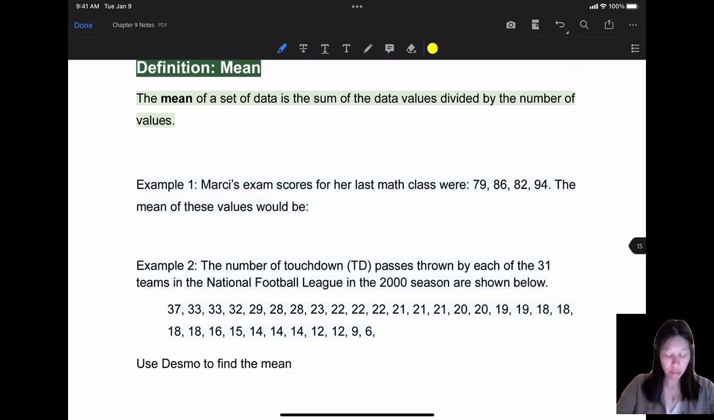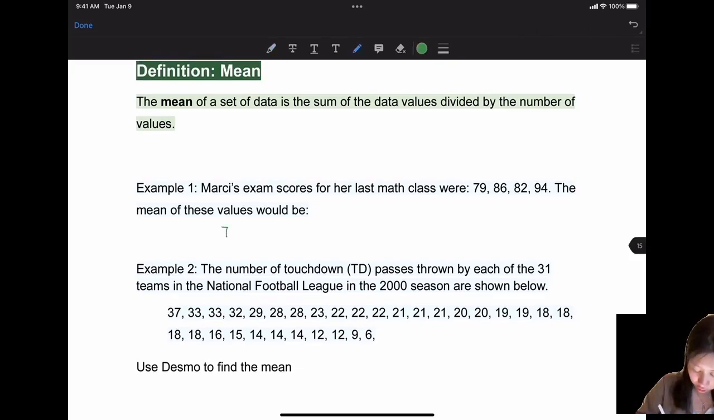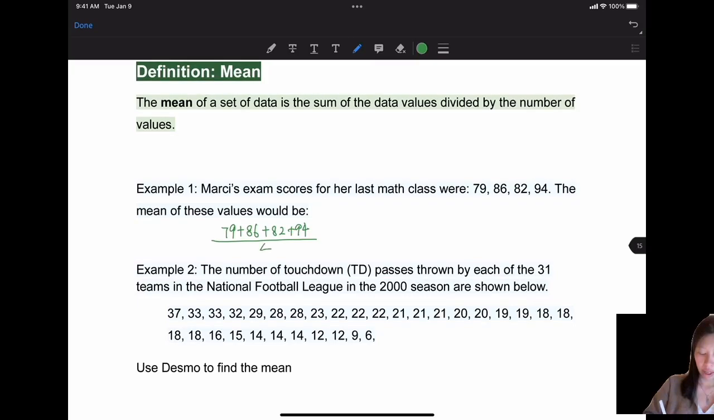So for example, Marcy's exam scores for her last math classes were 79, 86, 82, and 94. The mean of these scores would be, so we need to sum these up, 79 plus 86 plus 82 plus 94, and then divide by how many tests she's been taking. She took 4 tests, right? So you divide by 4, and then you will get the mean of her scores. You can calculate that with a scientific calculator. So you have 85.25.